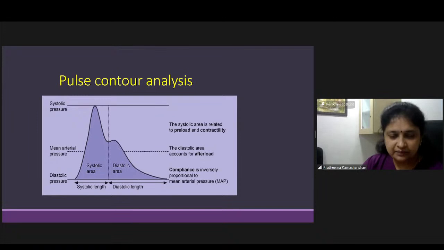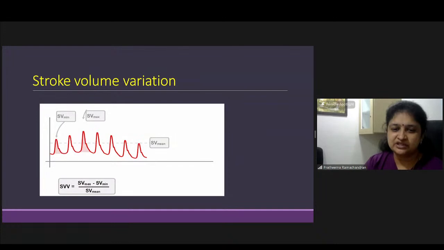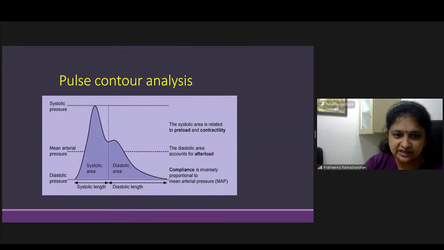I can talk about me personally, I'm not a very active person. I might be lazy. I just want to look only at the numbers and know, okay, the patient is okay or not, give blood or not, because I have too many patients to see. I cannot sit and calculate, and I'm bad at maths also. So what do I do? Pulse contour analysis is one principle.